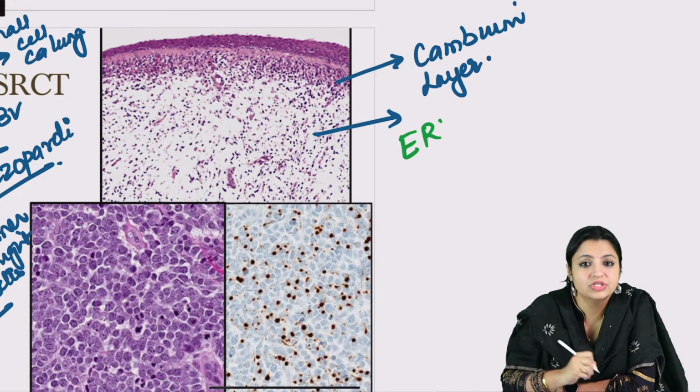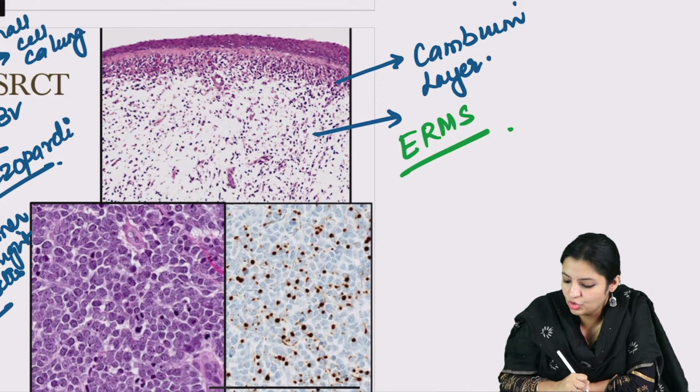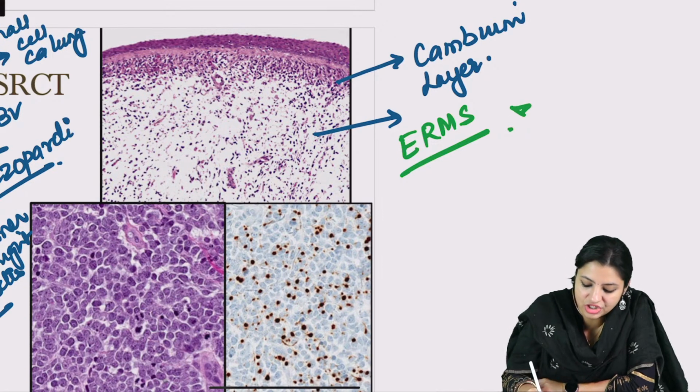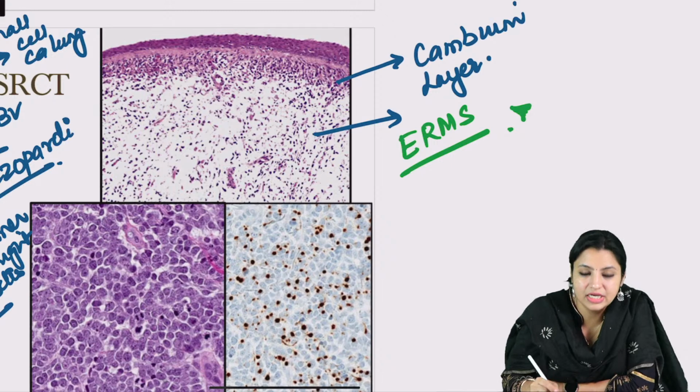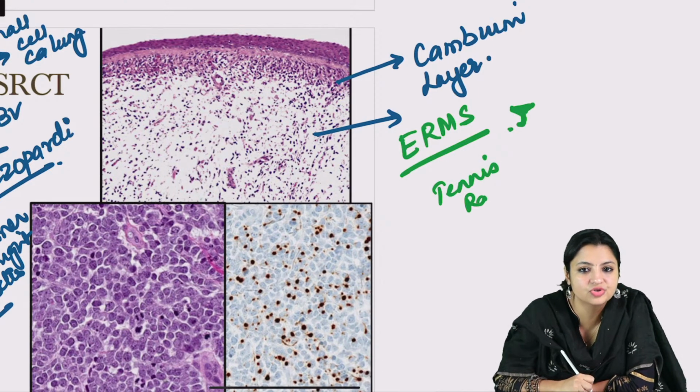Very good. This is embryonal rhabdomyosarcoma, guys. Very good, Vicky, you are first to answer. Chocolate from my side. When we talk about embryonal rhabdomyosarcoma, remember this is one of the tumors which typically has tennis racket shaped nuclei. That's a very characteristic finding that you should remember.